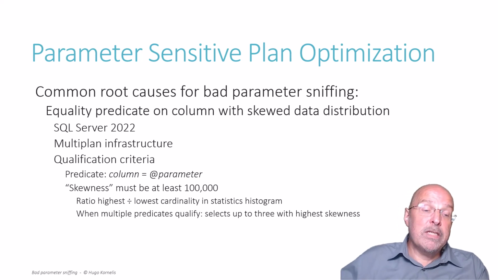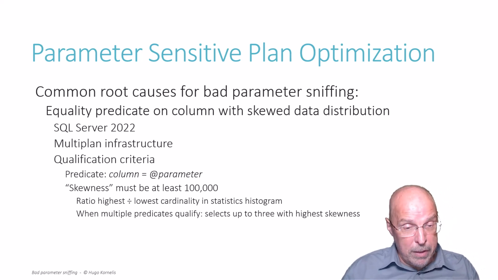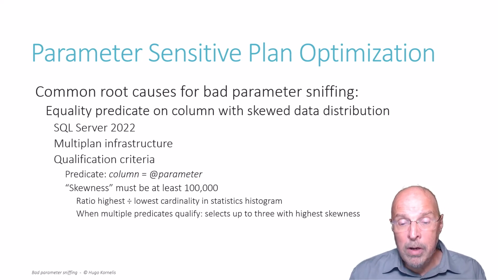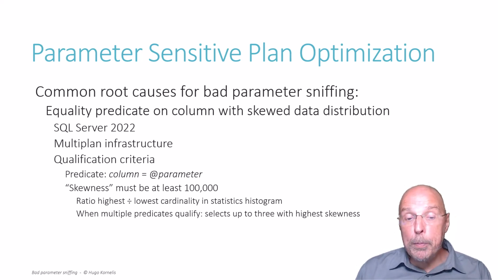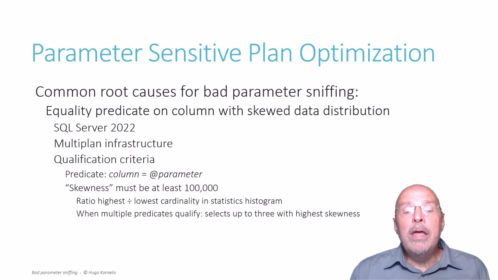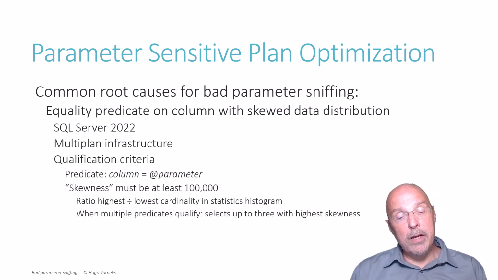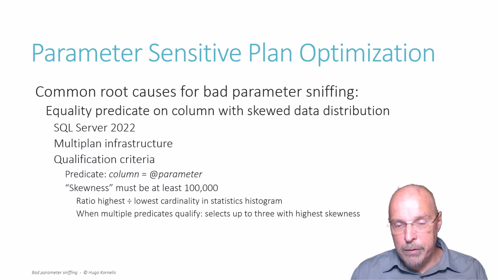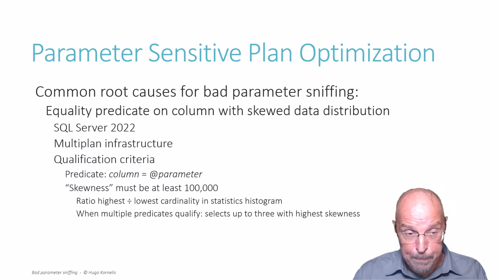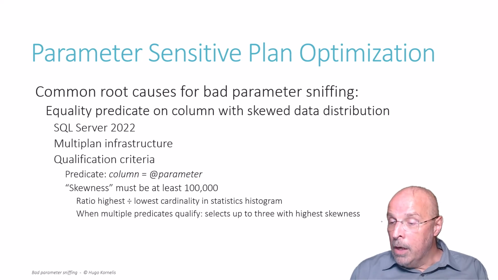Now, if a single query has multiple predicates that all qualify for a skewness of 100,000 or more, that is when you can get multiple dispatcher expressions. Then, if there are 2 or 3, they will all run. If there are 4 or more predicates, then SQL Server will select the 3 that have the highest skewness. That makes sense. Okay.